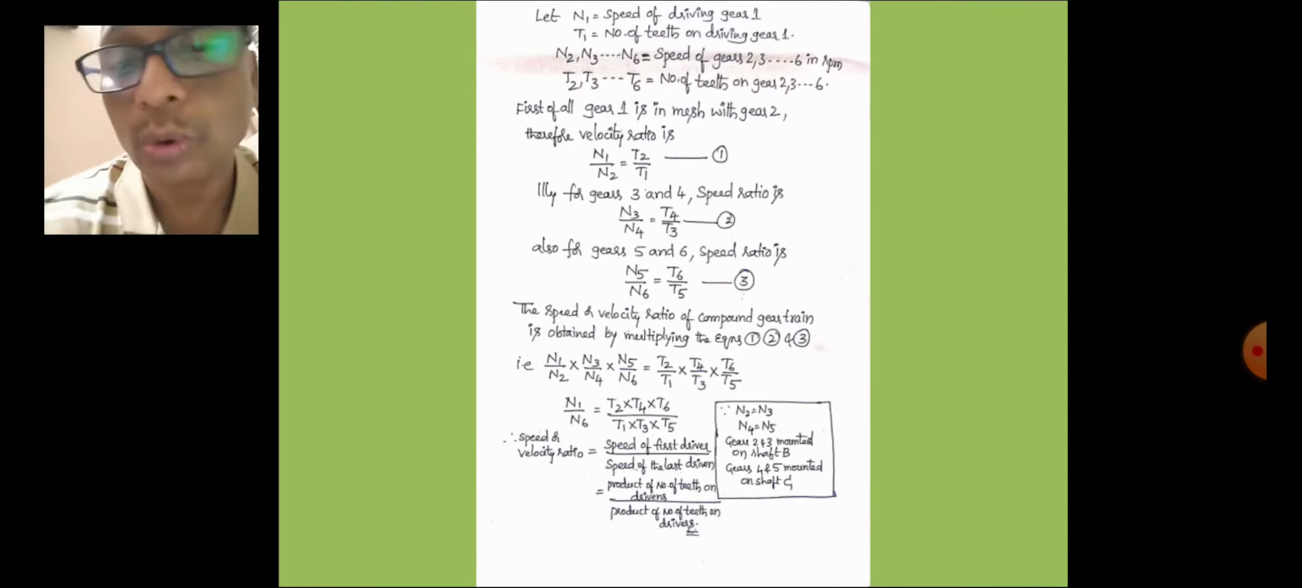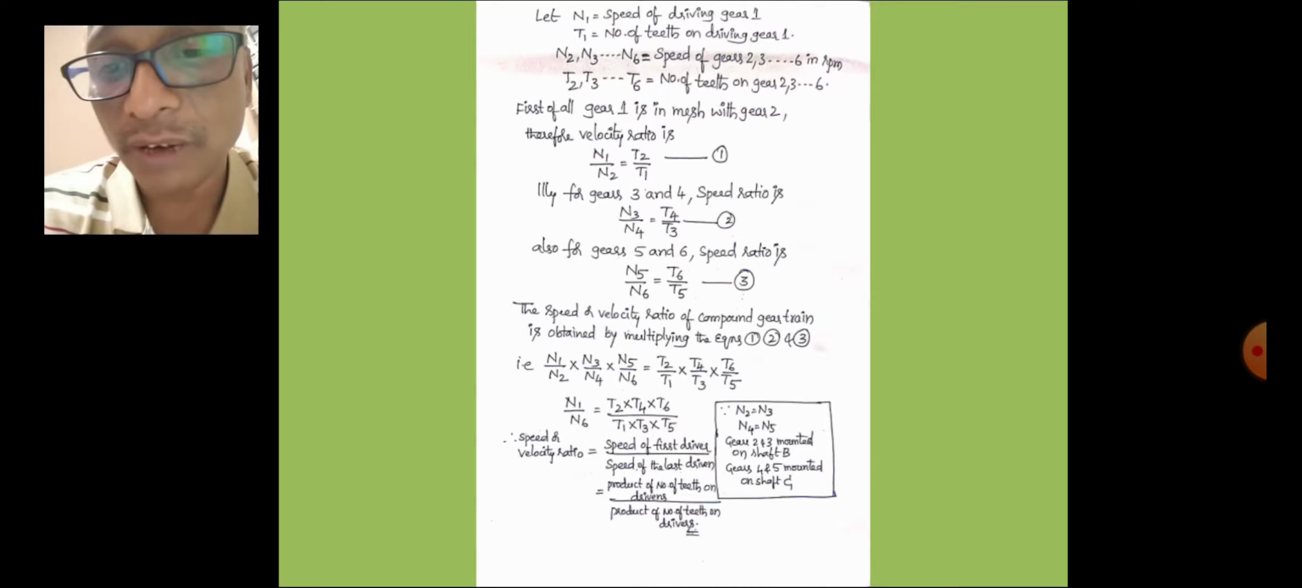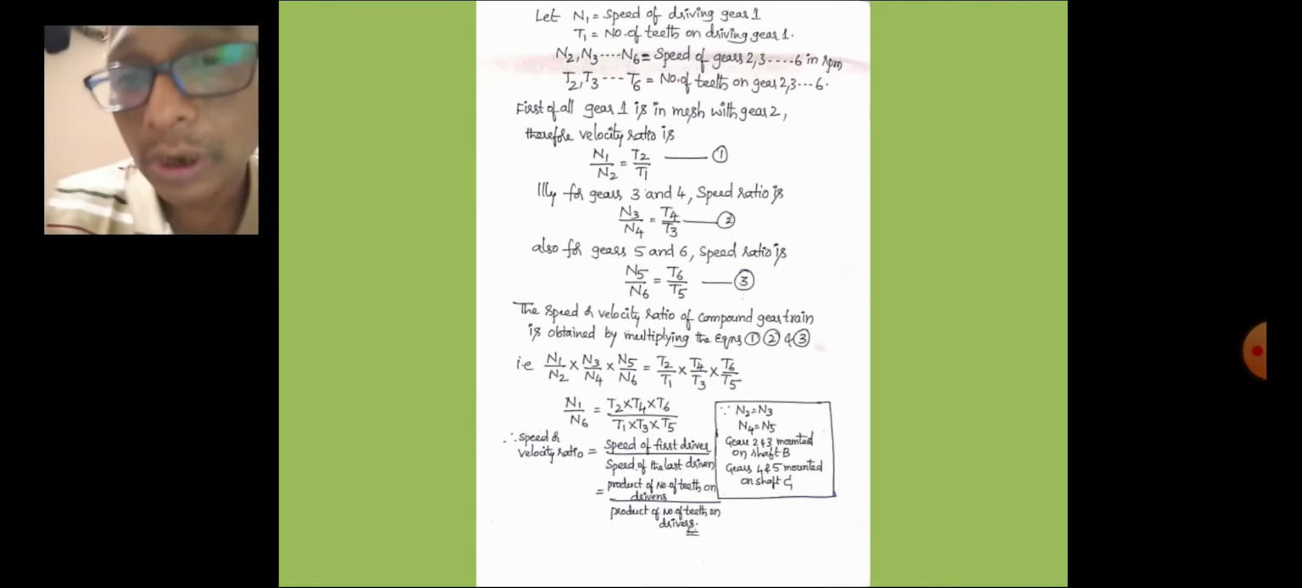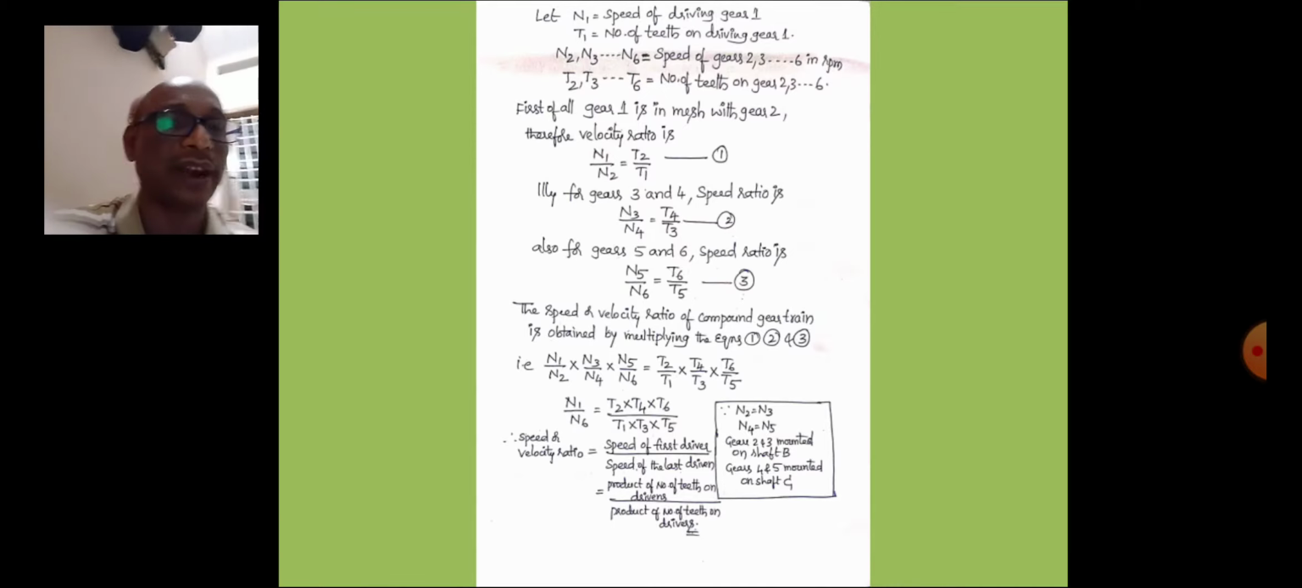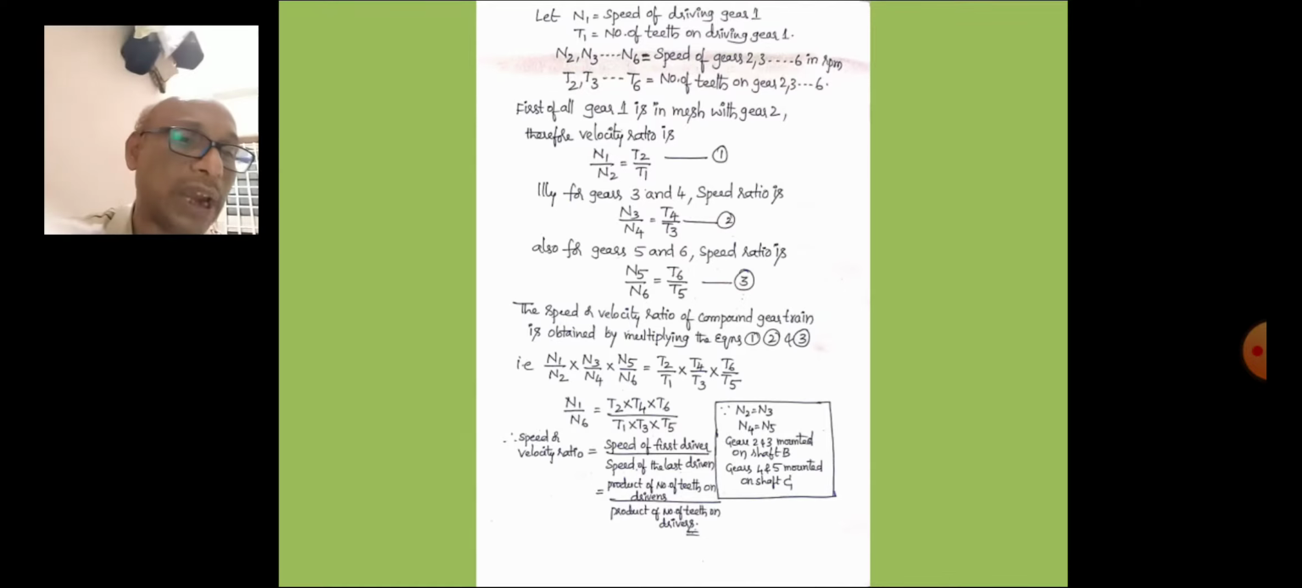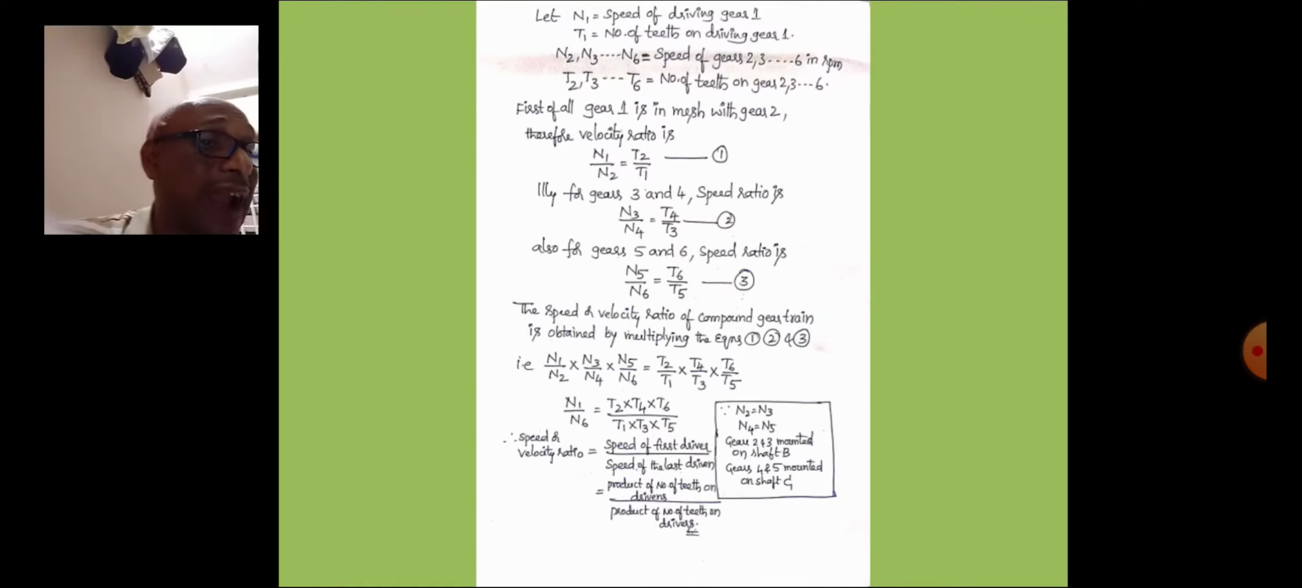Equation 1, 2, 3. Now, the left hand side of equation 1 is N1 by N2, into the left hand side of equation 2, N3 by N4, into the left hand side of equation 3, N5 by N6. Like that, you multiply the left hand sides of equations 1, 2 and 3. That is N1 by N2 into N3 by N4 into N5 by N6. That is equal to the product of the right hand sides of the three equations: T2 by T1 into T4 by T3 into T6 by T5.